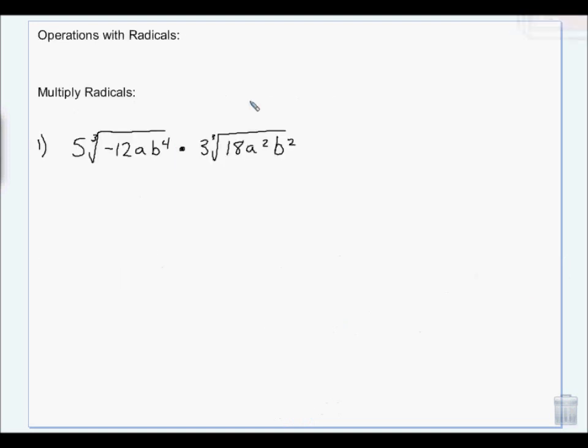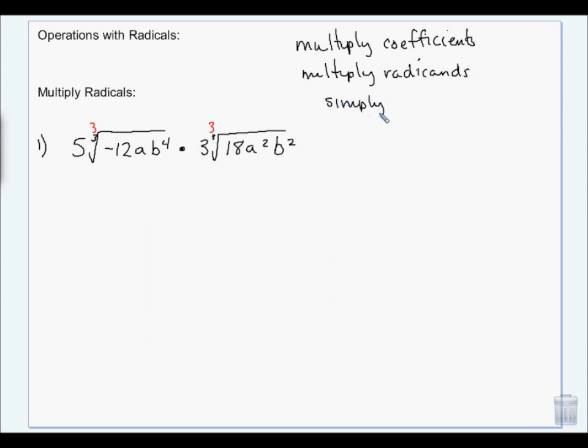Okay, so multiplying radicals. We have cube roots. I know those threes are really hard to see, so these are threes right there. So what you do is you multiply any coefficients, and then you multiply the radicands, that's the stuff underneath, and then you simplify if possible. All right, so those are your steps. Step 1, 2, and 3.